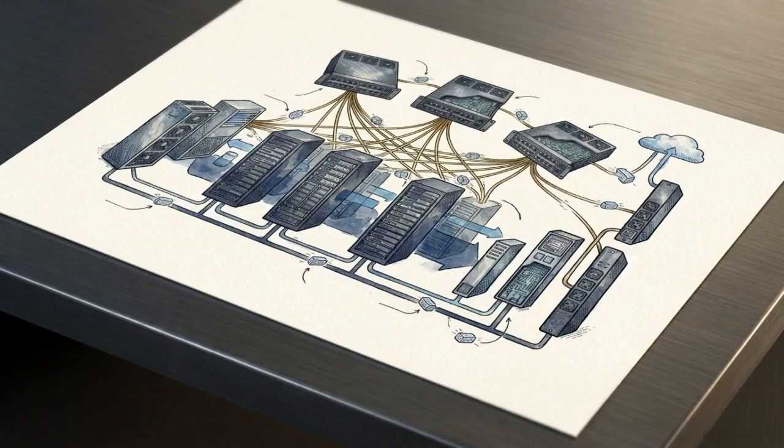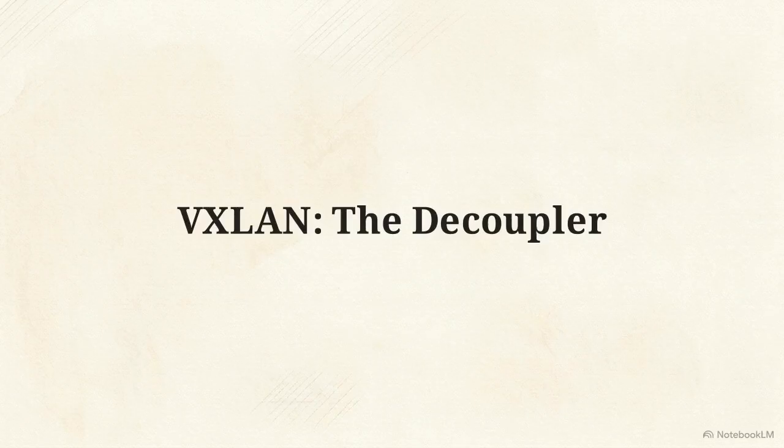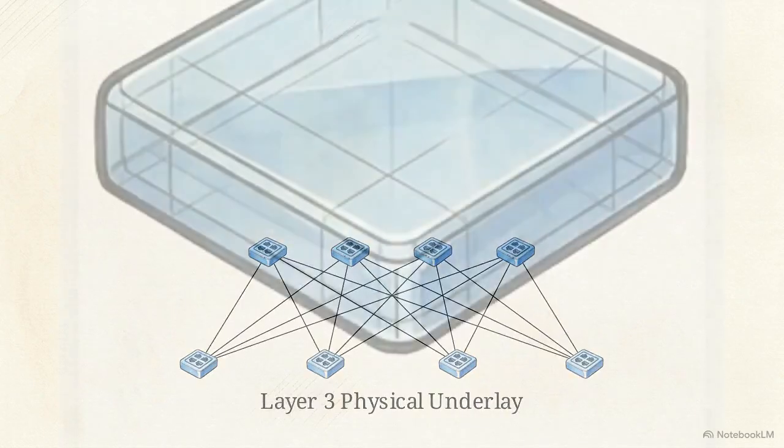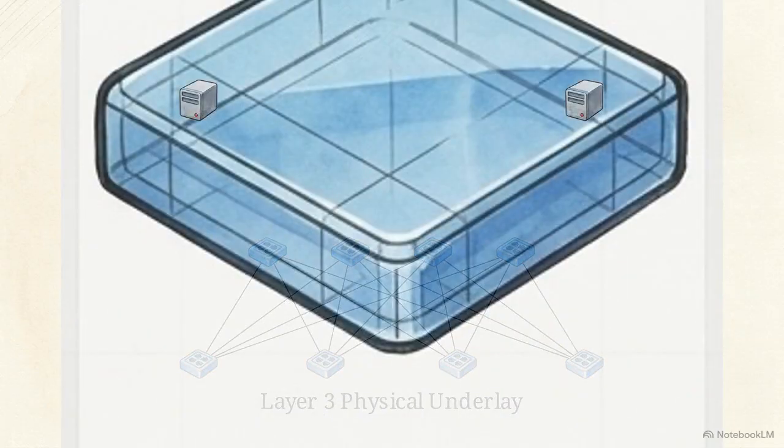To understand how ACI pulls this off, we have to look at the first core component of its forwarding engine, VXLAN encapsulation. This diagram shows how VXLAN acts as a decoupler. On the bottom layer, we have the routed Layer 3 physical underlay, the actual cables and switches. Hovering above it is a separate, logical Layer 2 overlay that creates a flat, direct connection between endpoints. Because of this overlay, workloads behave as if they have direct adjacency. They think they are plugged into the exact same switch.